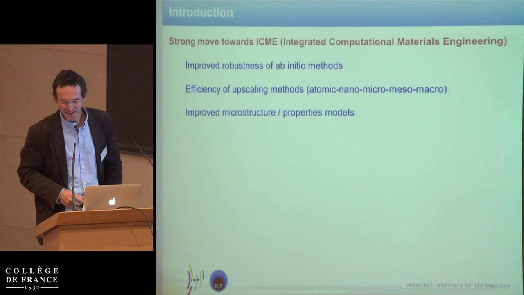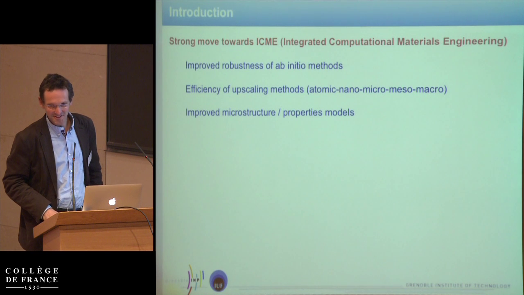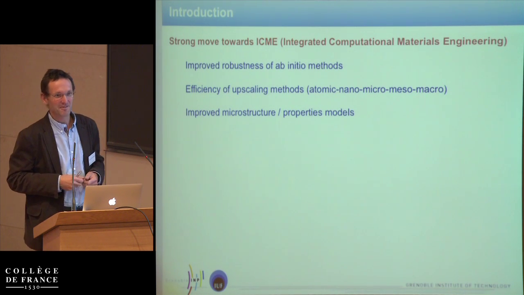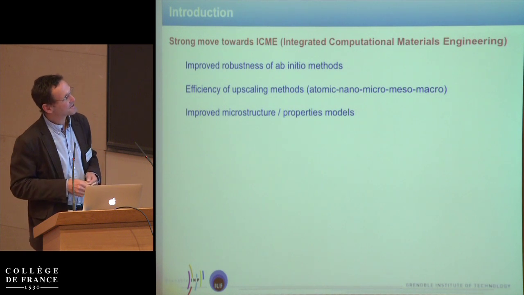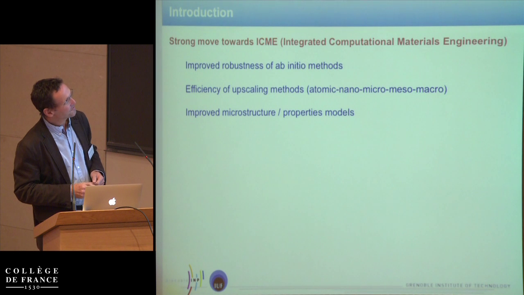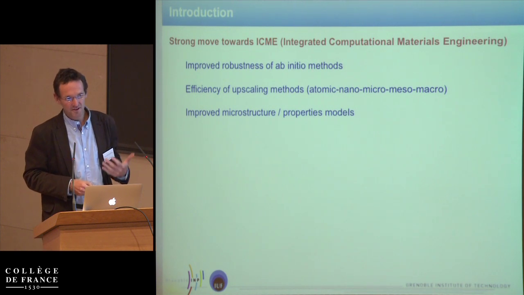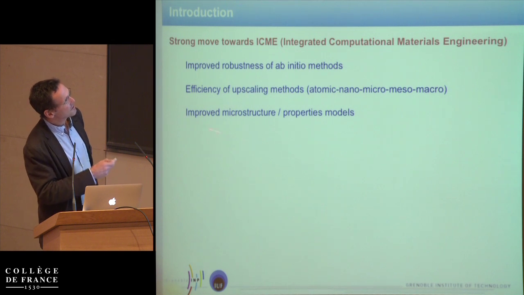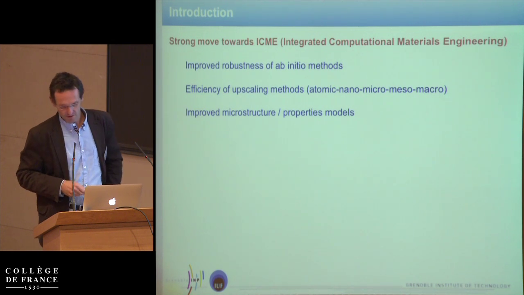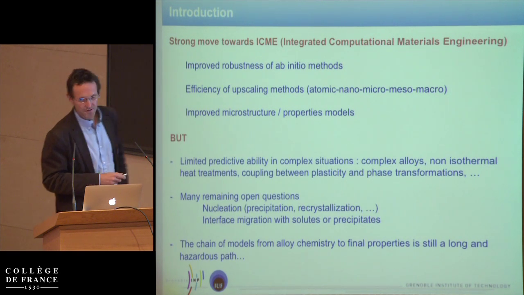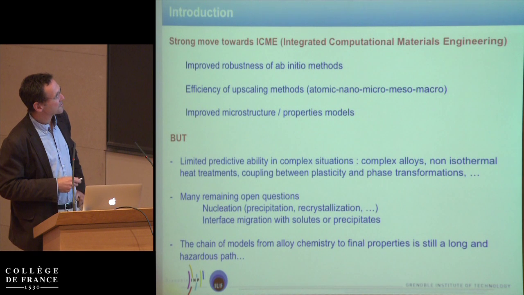We've seen in the two previous talks that nature likes to subdivide architecture at different scales. So if you want to go from the atomic to the macro scale, you have a lot to do. And it's true that upscaling methods are making lots of progress. And also you need good models for microstructure-property relationships. But this is not the whole story.